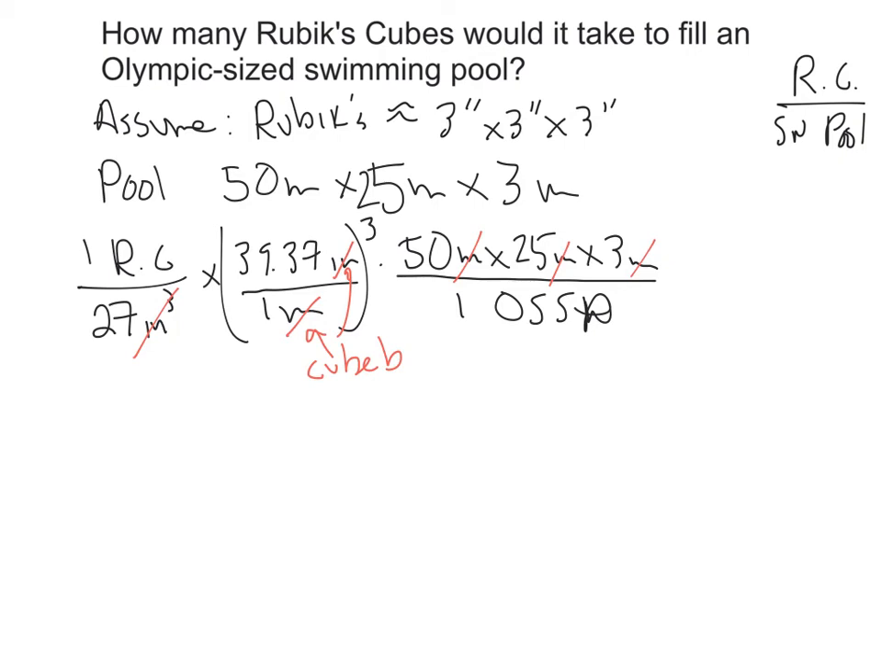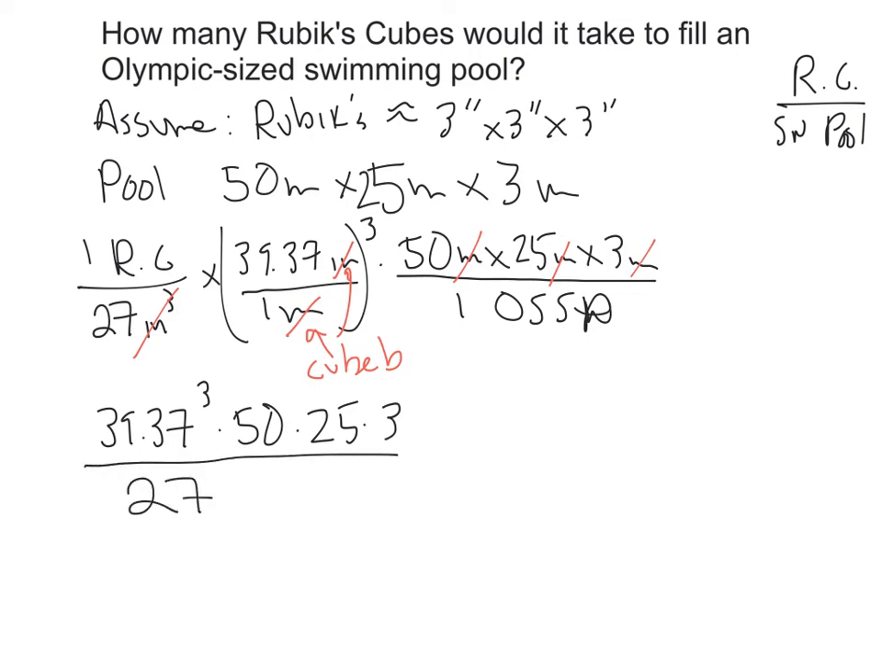And so we're going to have a Rubik's Cube per Olympic-sized swimming pool, which means that our numbers are going to be 39.37 cubed times 50 times 25 times 3 over 27. Now again, we could do this with leading digit approximation. I could cancel the 25 and the 27 to get a rough idea, and that would be a pretty reasonable thing to do. But let's just go ahead and calculate this out. I'm going to pause it, and we'll take a quick look.